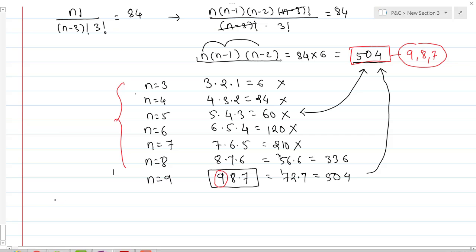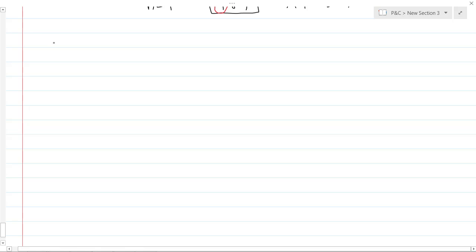Question number 4. So if you have any doubt, you can stop me at any time. Find n and r if nPr is equals to 720 and nCn minus r is equals to 120. We have to find out the value of n and r.